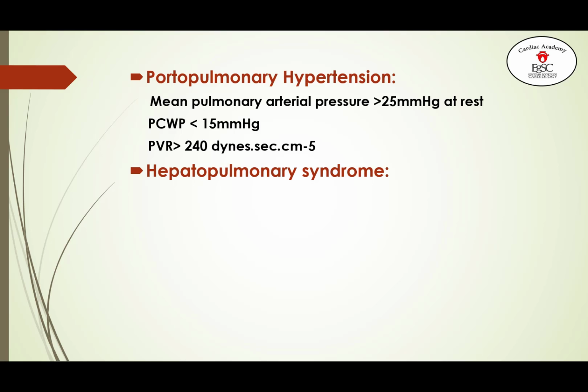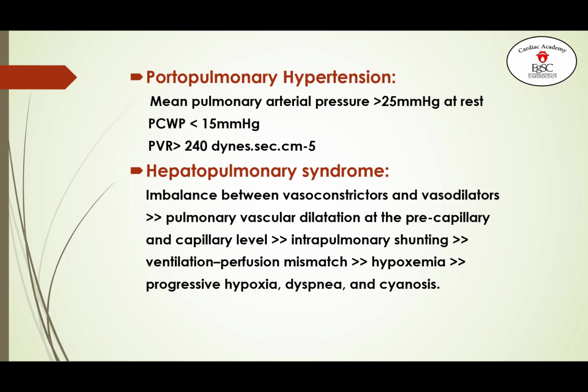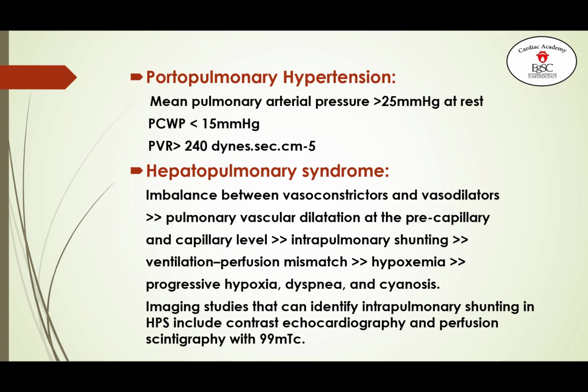Also, liver cirrhosis causes hepatopulmonary syndrome, which is due to imbalance between vasoconstrictors and vasodilators, leading to pulmonary vascular dilatation at the precapillary and capillary level, with intrapulmonary shunting and ventilation-perfusion mismatch, leading to hypoxemia and progressive hypoxia, dyspnea, and cyanosis. Imaging studies that can identify intrapulmonary shunting in hepatopulmonary syndrome include contrast echocardiography and perfusion scintigraphy.